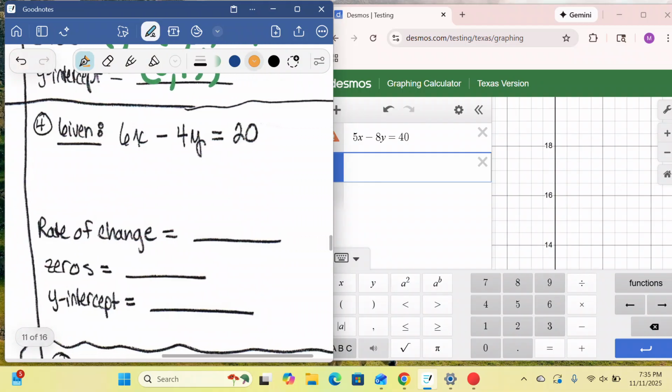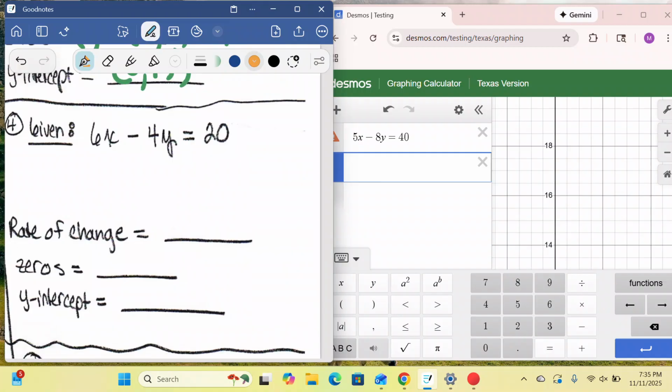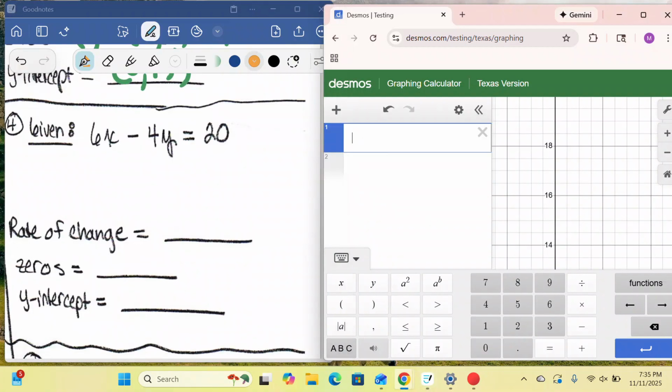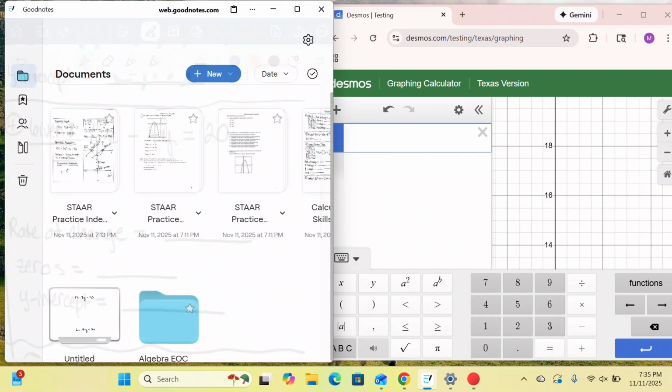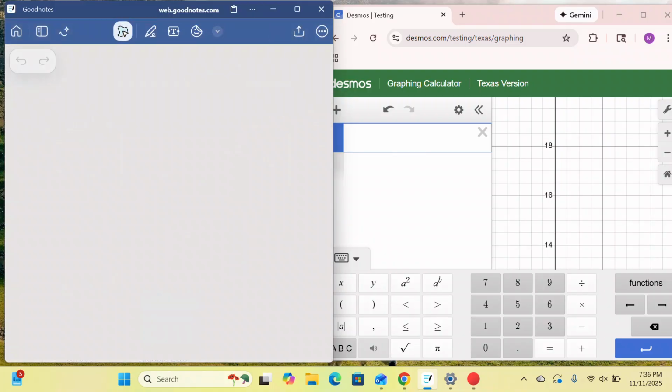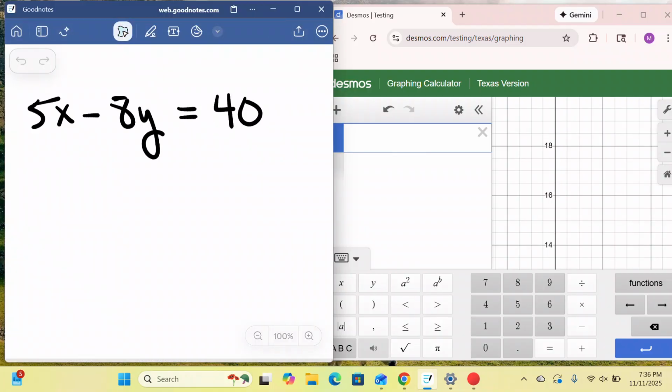If you look, number 4 is also very similar, because if we would try to input it, Desmos does not like it, so I'm going to go ahead and take it away. And I'm going to transition both of them to y equals mx plus b. And I'm going to show you how to do it the easy way. So I'm going to go to my whiteboard and look at this equation.